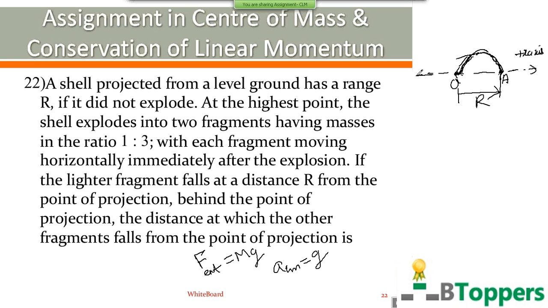The first part falls at a distance r from the point of projection, behind the point of projection. That means it falls on the negative x-axis. So the masses of the two fragments M1 and M2 are in the ratio 1:3. So I can take M2 as 3 times M1.